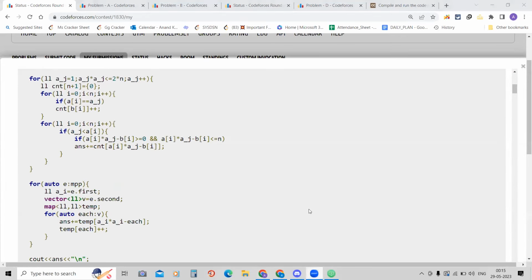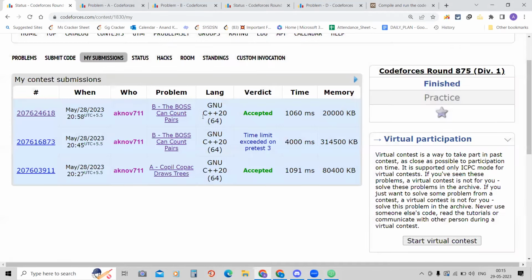Okay, so are there any other doubts? Can you share the submission once in the chat? Yes, I will share the submission link in the chat as well. Other than this, if you have any doubt, you can ask.